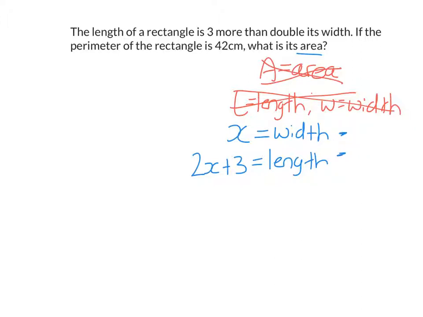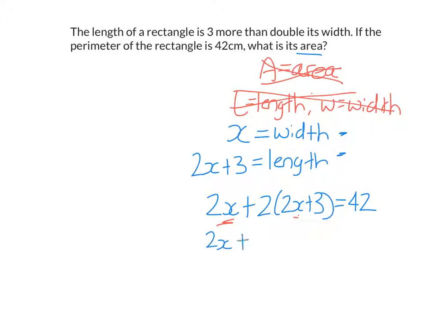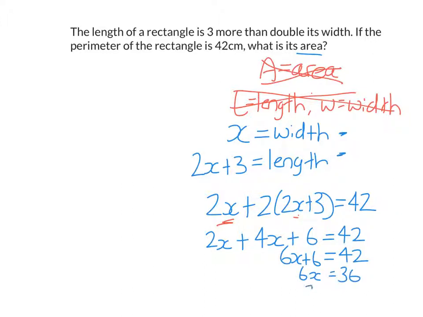So now we can set up the equation. So the perimeter of a rectangle is 2 times the width plus 2 times the length, and we're told that that equals 42. So when you have an equation in which the pronumeral is in more than one spot, you need to first get it to one spot. So let's expand the brackets. 2 times 2x, 2 times positive 3, and let's collect the like terms. And now this equation is really easy to solve. What you do is subtract 6 from both sides, and then divide by 6, and you get x equals 6.